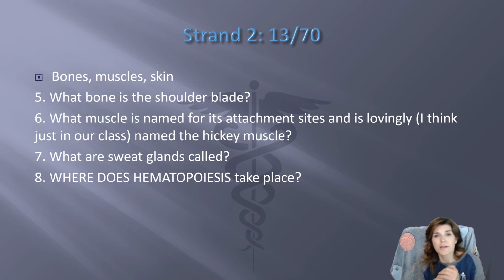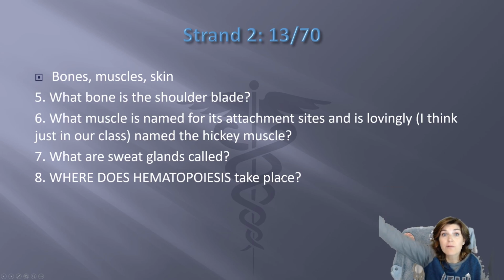Okay. The second strand makes up 13 of the 70 points, and it includes the units that are bones, muscles, and skin. These are the questions that you need to answer for this. So I put in my favorite bone, and the hickey muscle. What are the sweat glands called? And where does hematopoiesis take place? There's never been a year where that's not a question. So I hope that's hammered home.